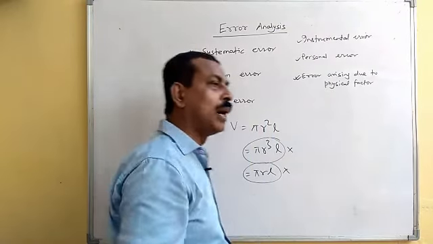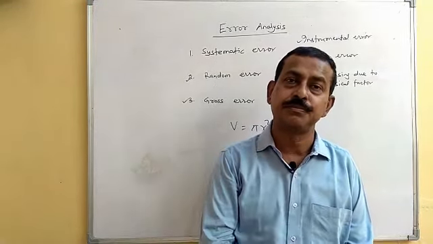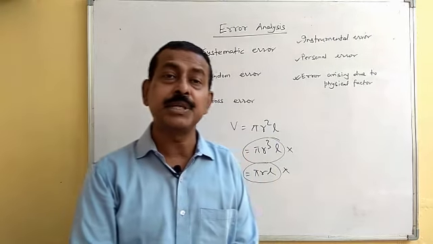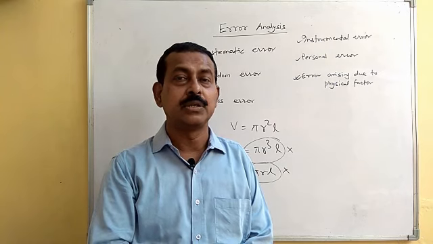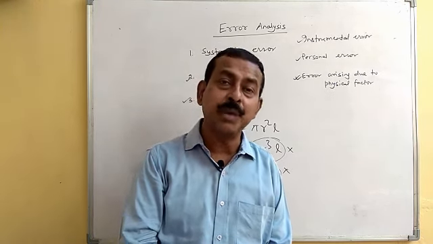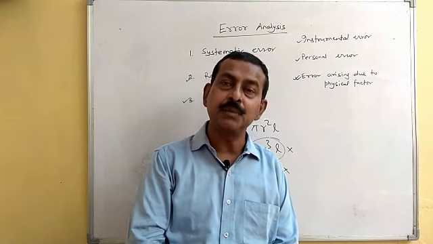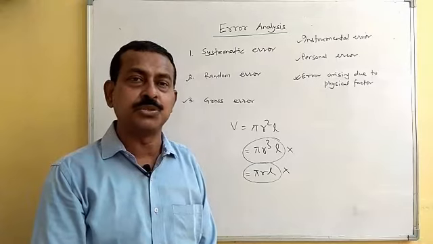Random errors are the ones we do not know the exact cause of. So can we minimize random errors? We do not know the exact cause of which. Still, can we minimize? Yes, we can minimize random errors. Random errors can be minimized if you take a large number of observations.